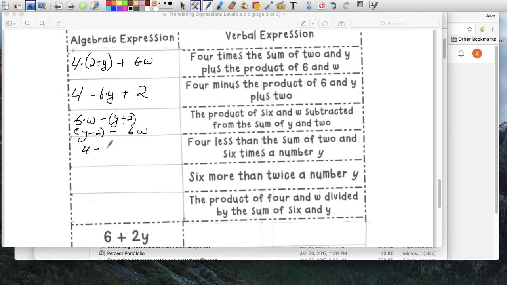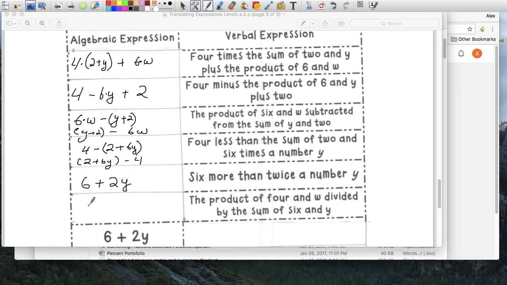4 less than the sum of 2, so the sum again protecting with parentheses, the sum of 2 and, so I'm going to add 2 plus 6 times the number. If I turn around, 2 plus 6y in parentheses, minus 4. 6 more than twice the number, 2 times the number y, so 2 times y.